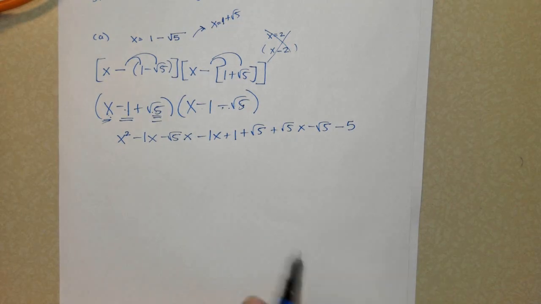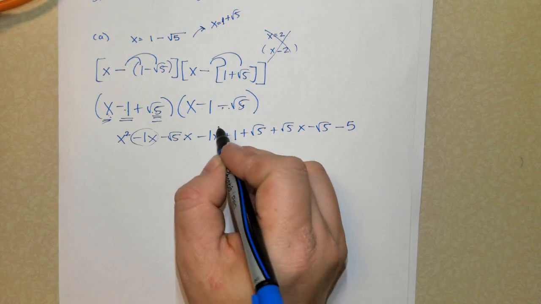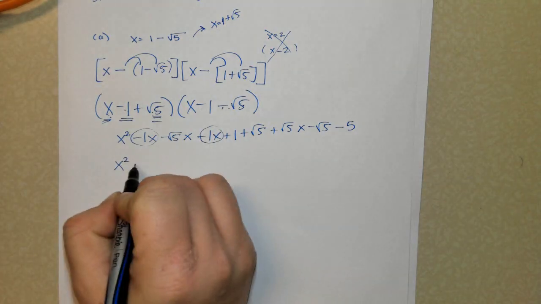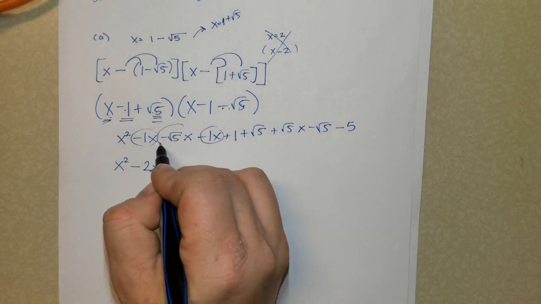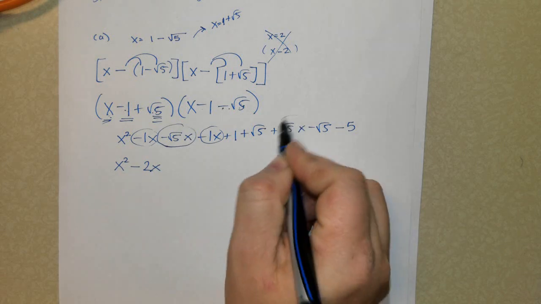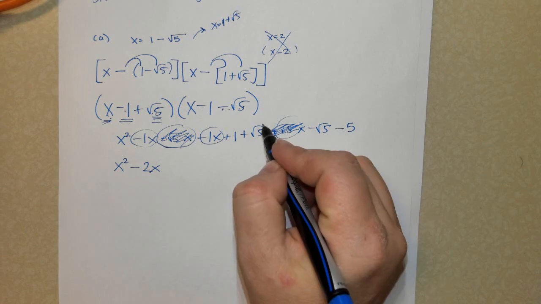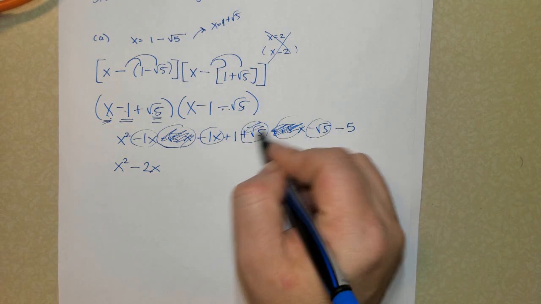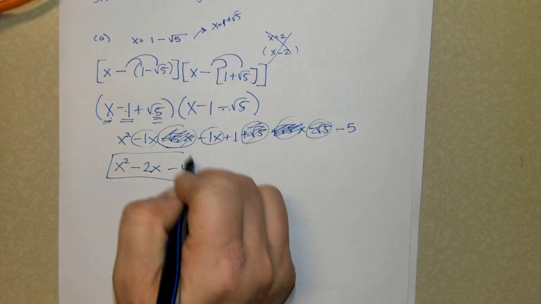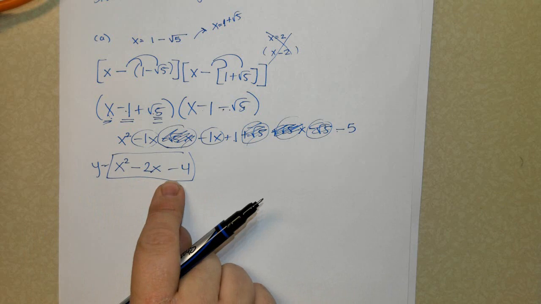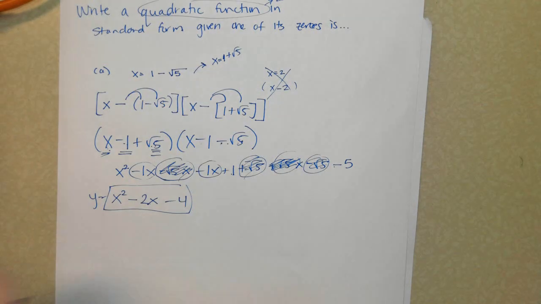Okay, let's see what we can simplify. Here's one negative x and another negative x. So I have x squared minus 2x. Here is a negative radical 5x and a positive radical 5x, so they cancel. Here is a positive radical 5 and a negative radical 5, they cancel. And 1 minus 5 is negative 4. This is the quadratic function that contains this as one of the given zeros.